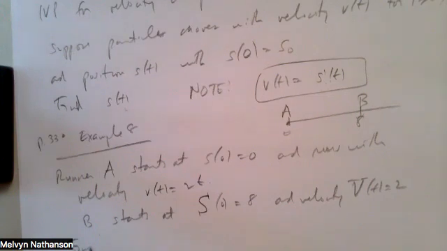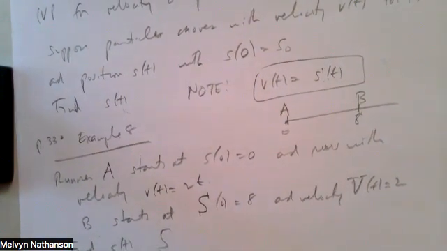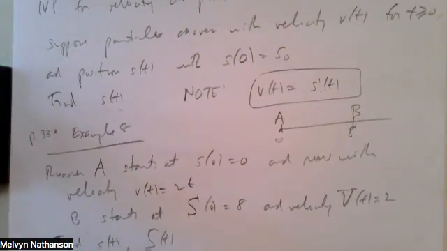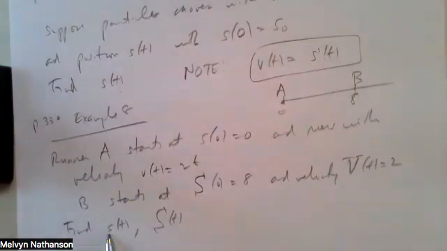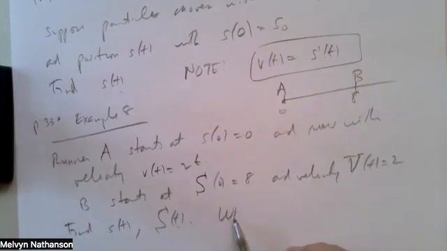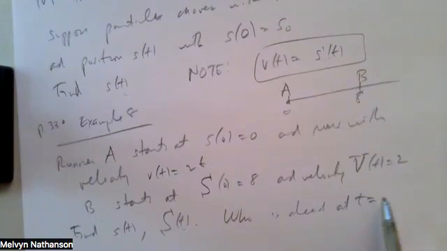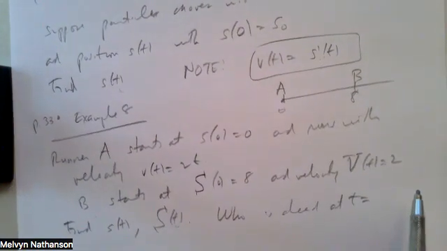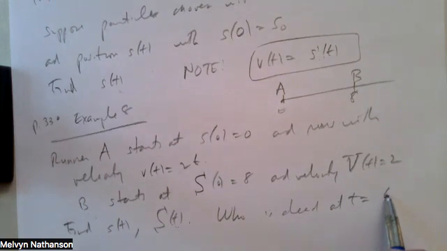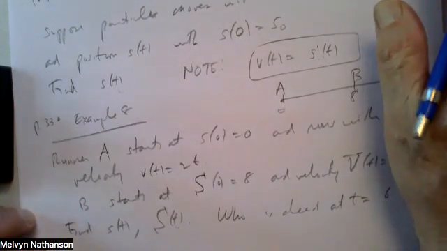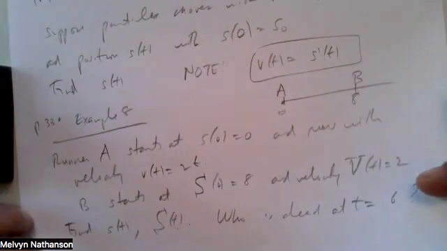So we want to find the two position functions, the position of runner A, which is little s of t, and the position of runner B, which is capital S of t, who is ahead at t equal to 6, whatever the unit of time is. So we have two initial value problems to solve. Let me just repeat them right over here.